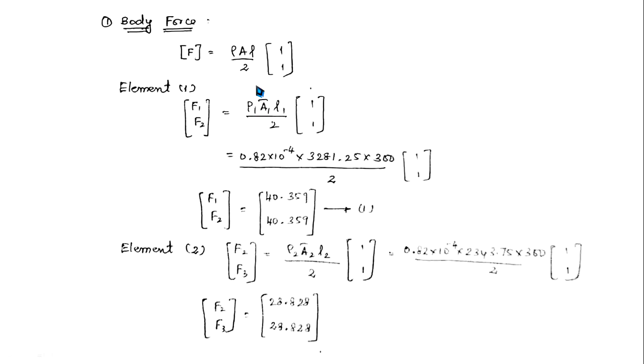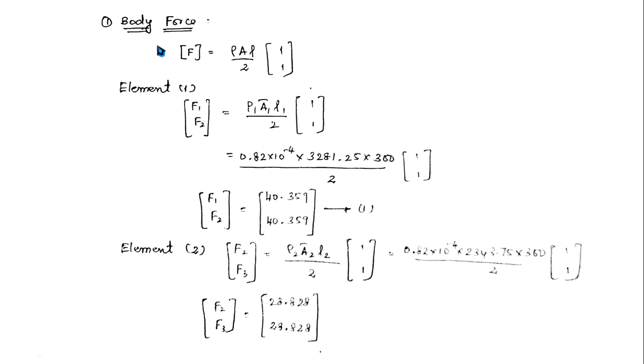In this we will consider the density, because in this problem they have considered the self-weight. So you know the formula rho A L by 2 times [1 1]. This is the formula for the element body force considering the self-weight. Density is given, area of element 1 we have calculated in the previous step, length of element 1 is 300 mm.